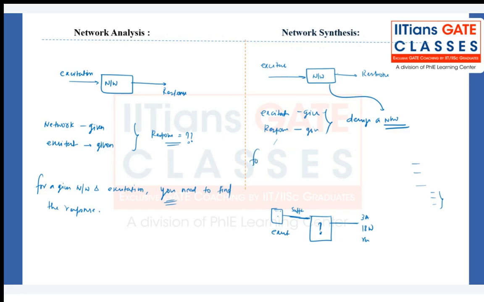So we can say that for a given excitation and response, you need to design a network, right? When you are designing a network, you must satisfy the requirement of the customer. The customer said, okay, I want an 18-watt charger with 3 ampere of current. That should be fast charging. He assumes that 18 watt, 3 ampere will be fast charging. So you have to design that charger considering the customer requirement. That is going to be your network synthesis.